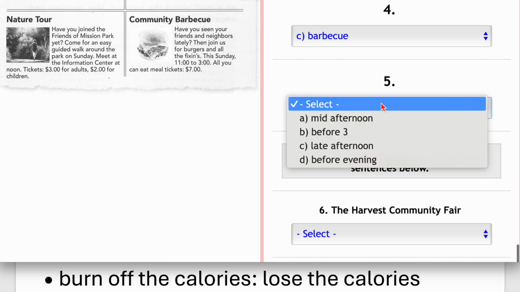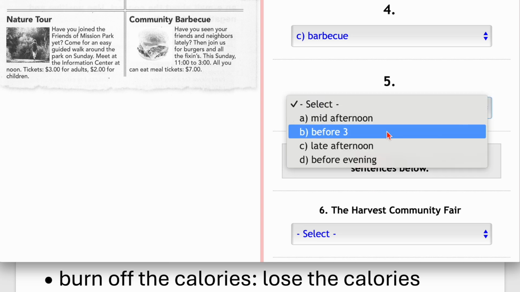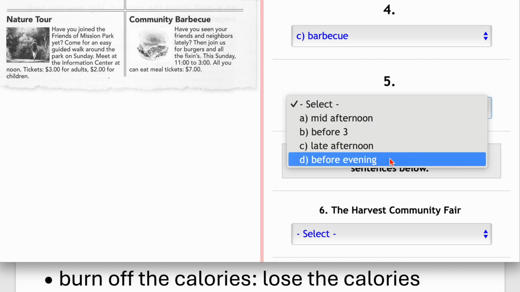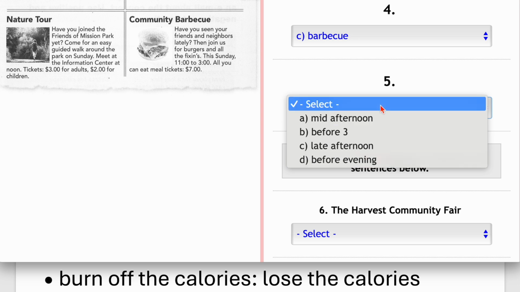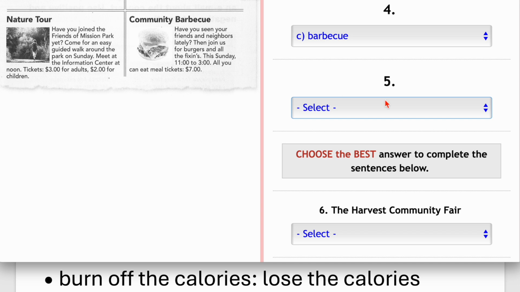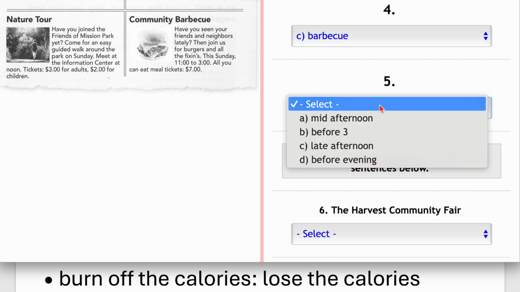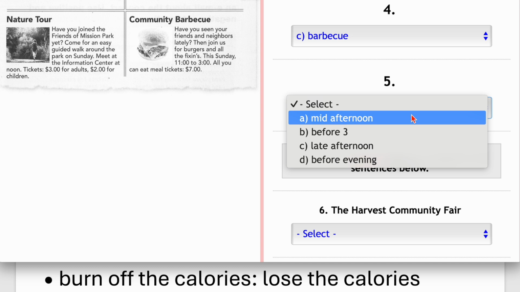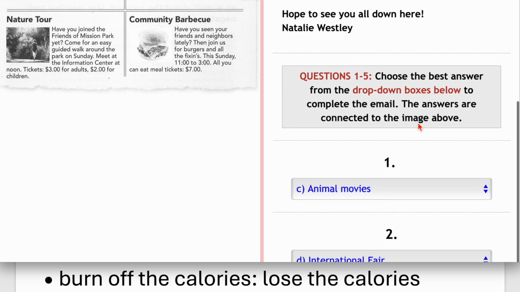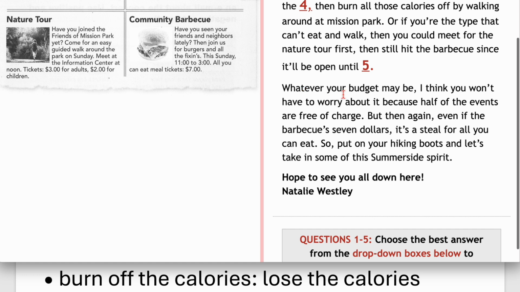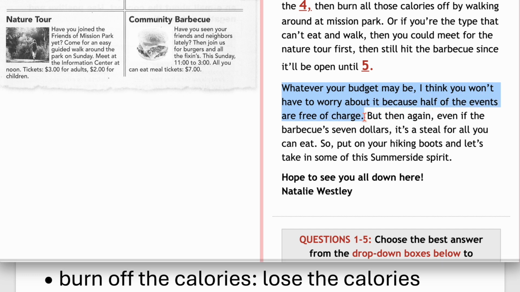Open until mid-afternoon, before 3, late afternoon, before evening. So 11 to 3. So the barbecue will be open until mid-afternoon. Okay? So mid-afternoon is the correct answer. Not before 3, not late afternoon, and not before evening, which is like 5 p.m. All right, very good. So now, whatever your budget may be, I think you won't have to worry because half of the events are free of charge.